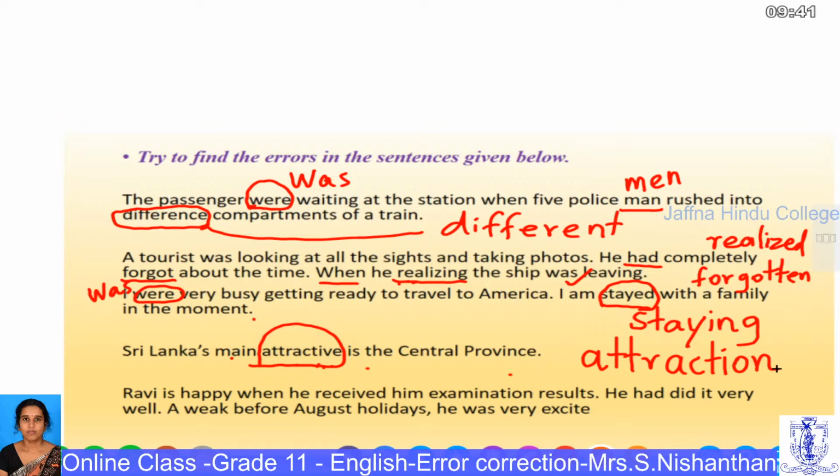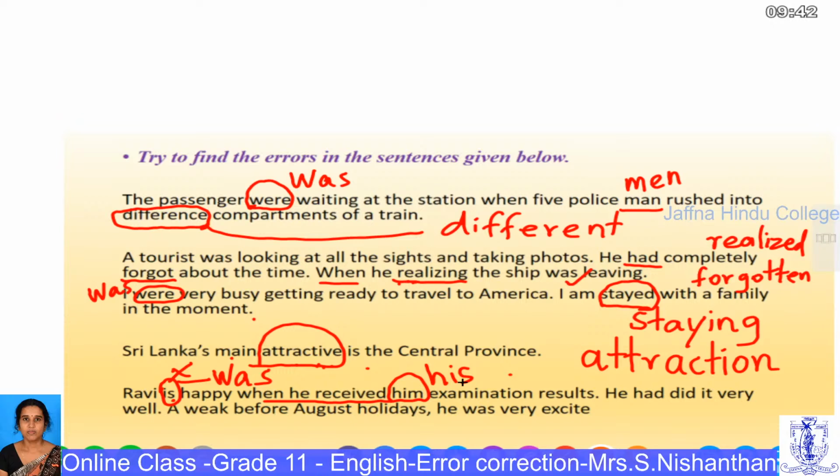Ravi is happy when he received him examination results. Right? When he received, so it is in past. So is that correct? It also should be in past. Ravi was happy when he received him examination. Is it right? Him examination. It should be his examination. There's an error in the pronoun. His examination, possessive adjective. His examination results.